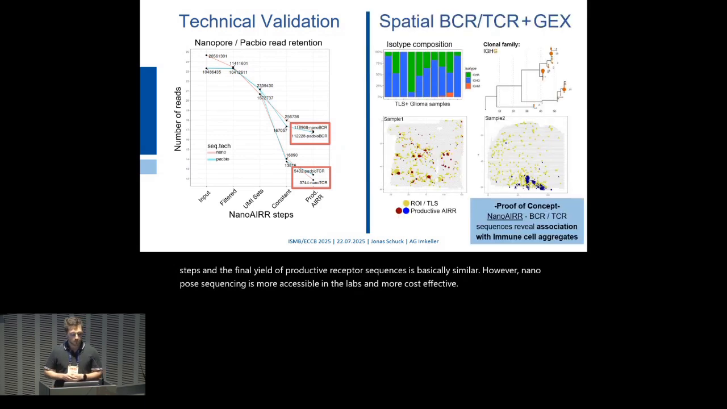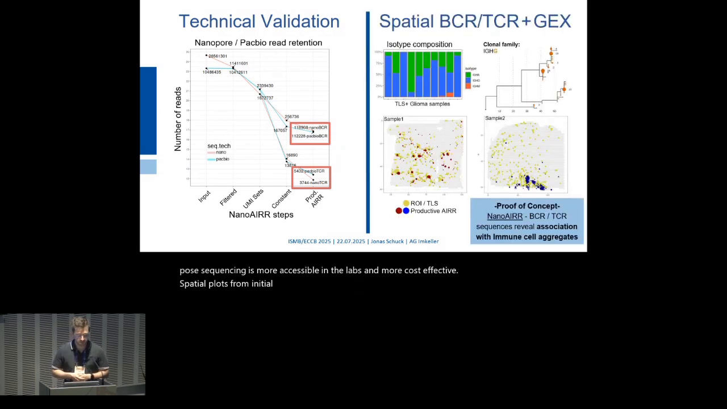Spatial plots from initial data analysis show that the receptor sequences that we are able to capture and process, here in red and blue, associate with regions of interest. In our case, these are immune cell aggregates within solid tumors, which confirms a proof of concept that with NanoAIRR we are able to capture and extract meaningful and spatially resolved clonal information from complex tissue.